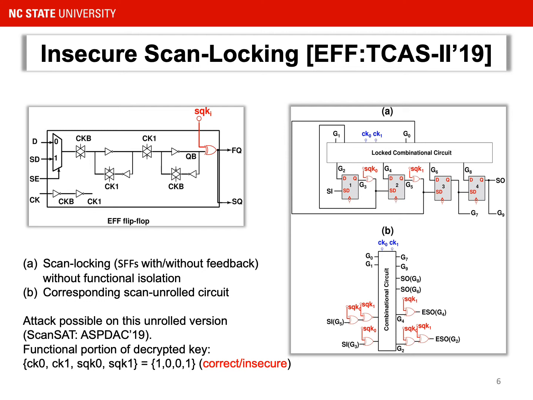Subfigure B shows the corresponding scan unrolled circuit based on ScanSAT. If we launch a SAT-based attack on this scan unrolled circuit, the functional portion of the decrypted key, CK0, CK1, SQK0, SQK1, is equal to 1001, which is correct. Hence, EFF is insecure.